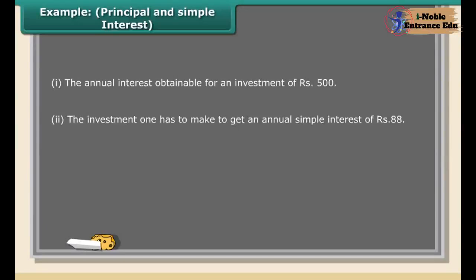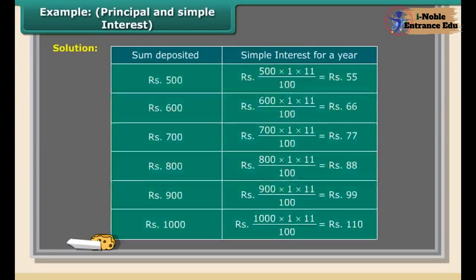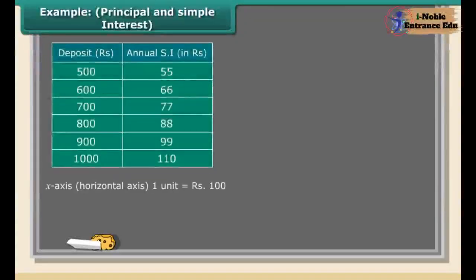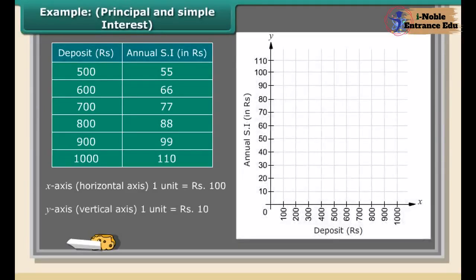Example, principal and simple interest. A bank gives 11% simple interest on deposits by senior citizens. Draw a graph to illustrate the relation between the sum deposited and the simple interest earned. Find from your graph 1. The annual interest obtained for an investment of rupees 500. 2. The investment one has to make to get an annual simple interest of rupees 88.